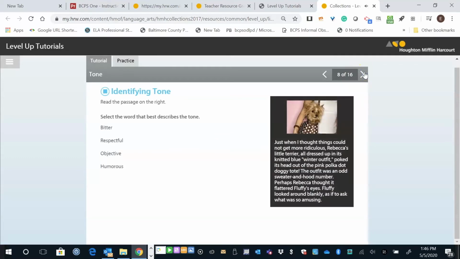Read the passage on the right. Click the word that best describes the tone. The words are bitter, respectful, objective, and humorous.